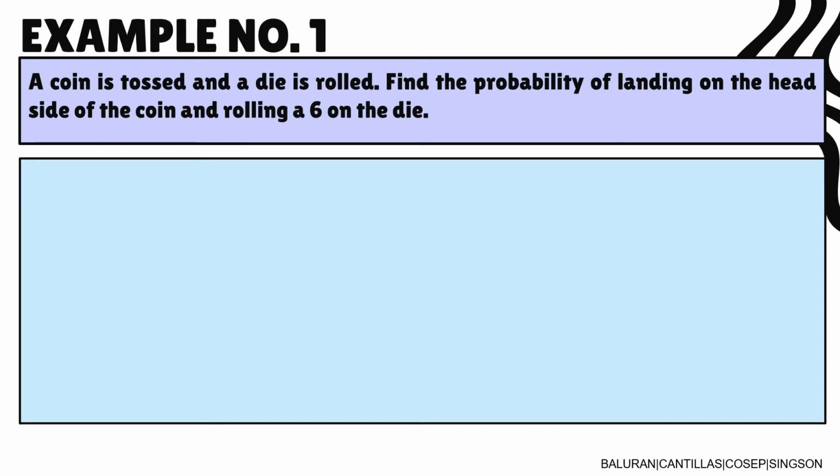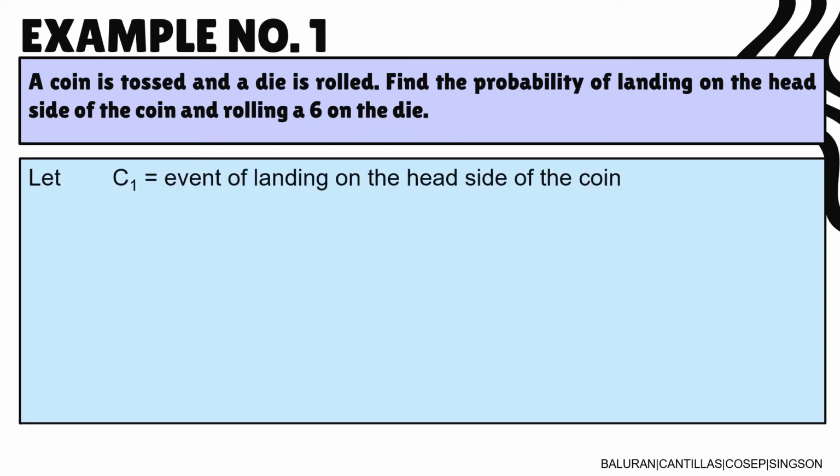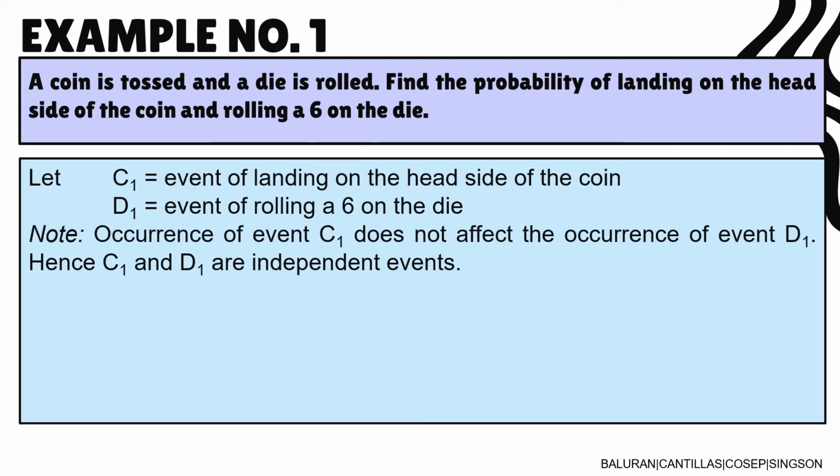Let us consider the first example. A coin is tossed and a die is rolled. Find the probability of landing on the head side of the coin and rolling a 6 on the die. So we let C sub 1 be the event of landing on the head side of the coin, and D sub 1 be the event of rolling a 6 on the die. Note that the occurrence of event C sub 1 does not affect the occurrence of event D sub 1, hence the two events are independent events.